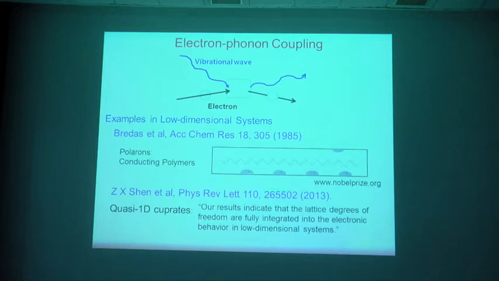The second is, I'm not giving a picture, but this is a paper on quasi one-dimensional cuprates, where they say that phonons and electrons are fully integrated with each other. You cannot even separate them out to understand the physics that comes out of it.